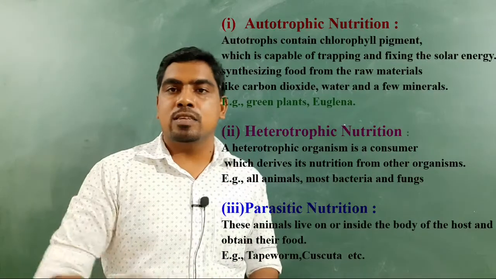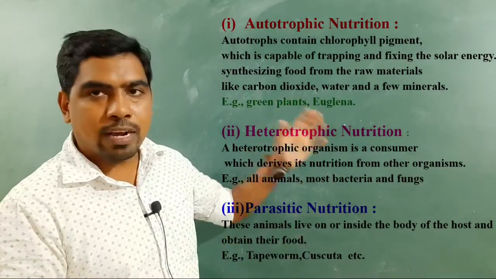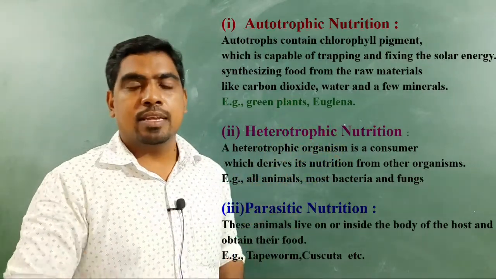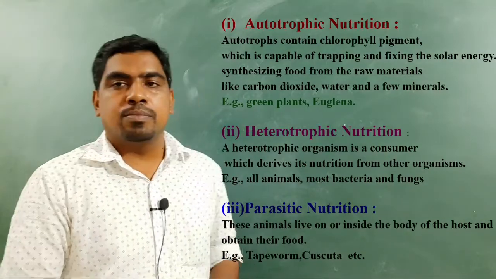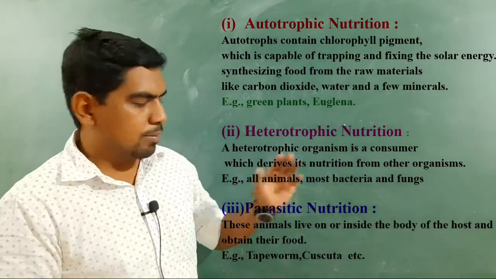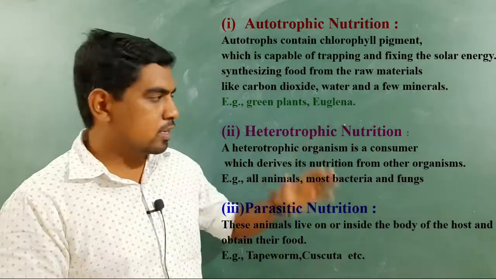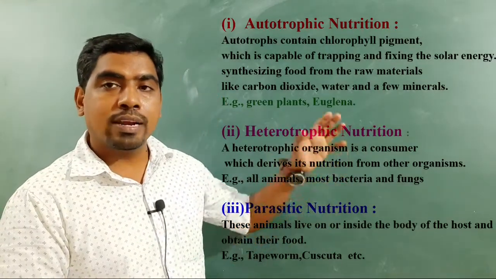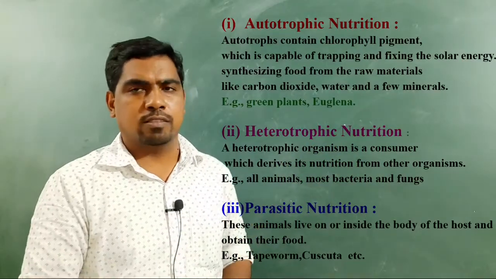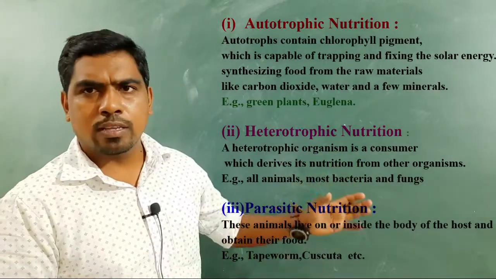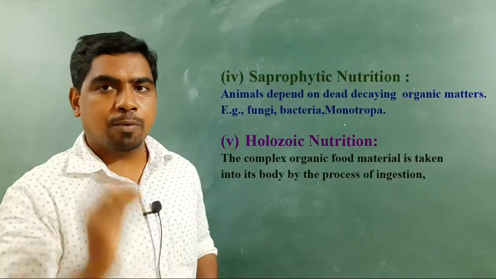Second one is heterotrophic nutrition. These organisms are consumers. They derive food from other organisms: all animals, some bacteria and fungus. Third one, parasitic mode of nutrition. Here the organisms live on or inside the body of a host organism. Example, Cuscuta, Loranthus, etc.